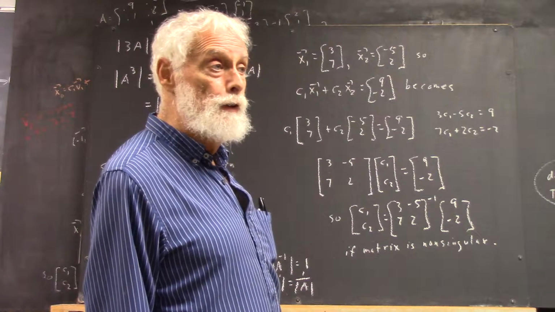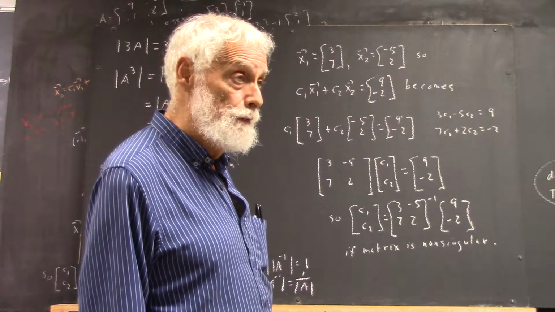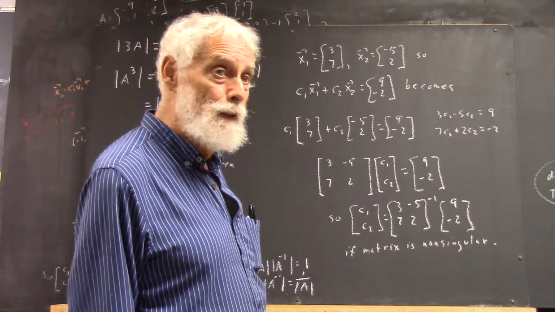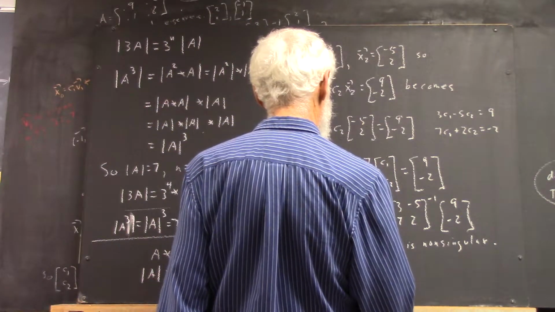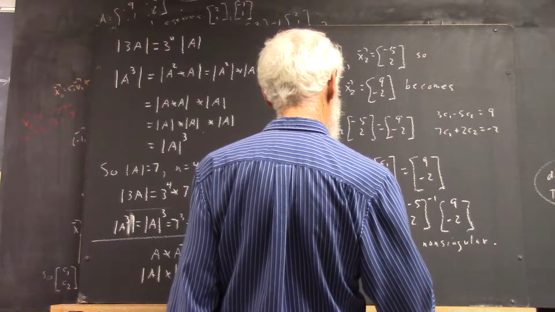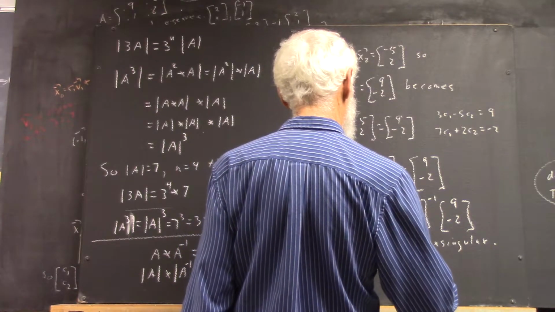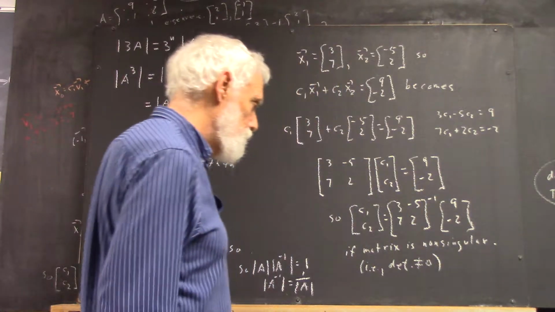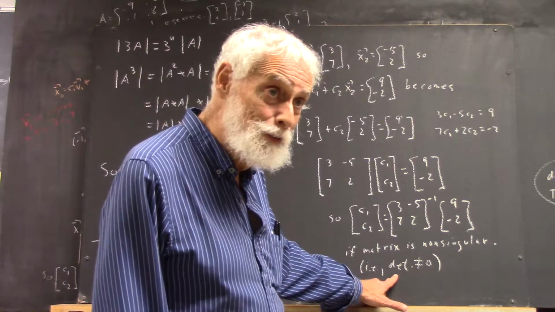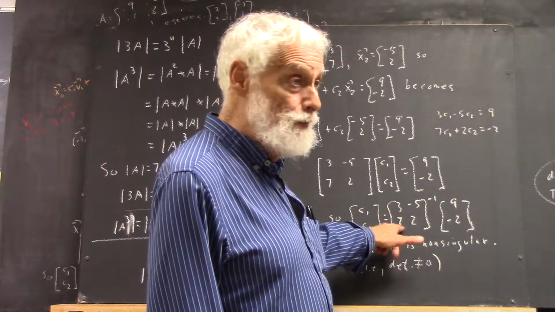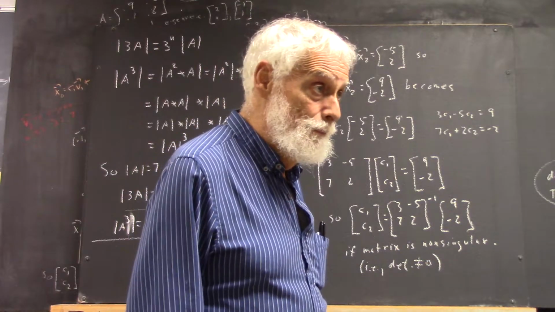And what's another way of determining if a matrix is non-singular? Determinant's not 0. One of the big things about determinants is if the determinant of your matrix is 0, you can't invert it. Okay?